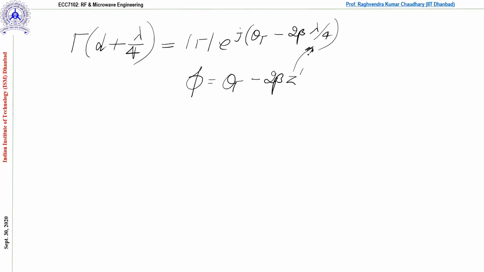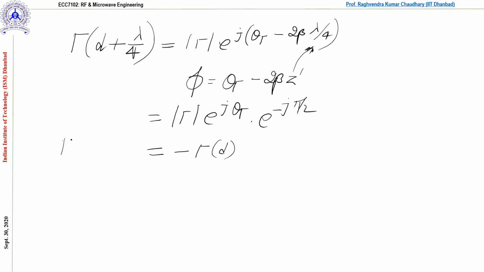Now, if you solve these things, how do you solve? Mod of gamma e to the power j theta gamma into e to the power minus j pi by 2. Fine. And simply you can write minus gamma d. Correct? Fine. So it means that you have to do these things.